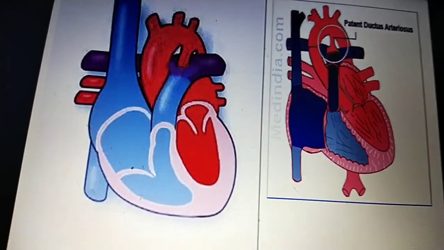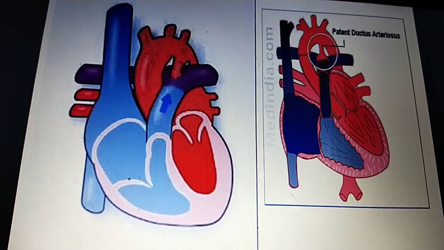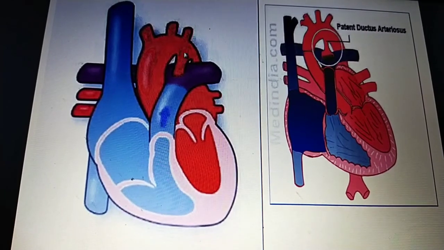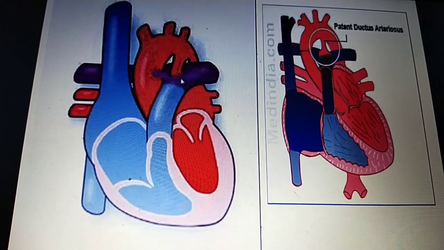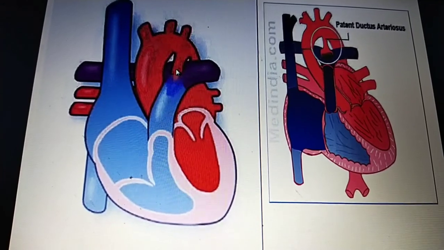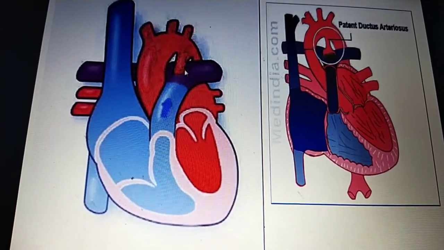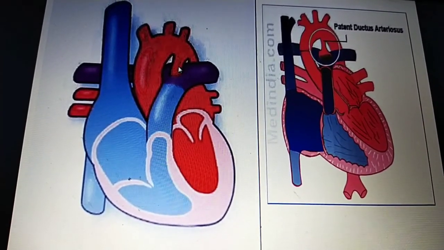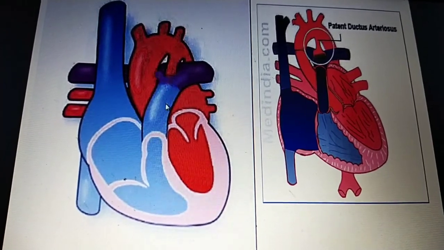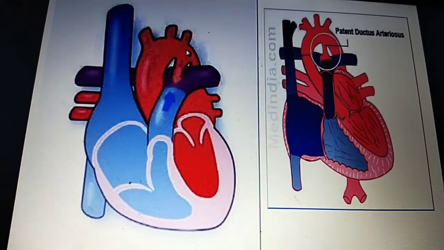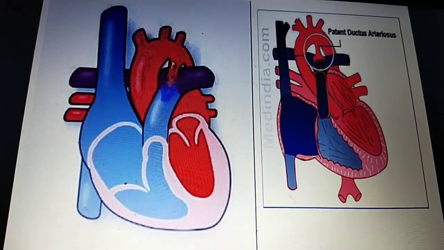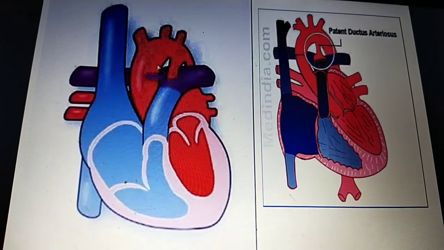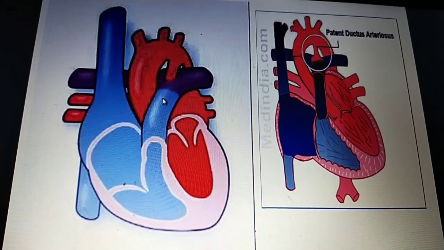Then there is the patent ductus arteriosus, which is an anomaly from fetal life. During fetal circulation, there is one duct that connects the arch of the aorta and the pulmonary trunk. Okay, during fetal life. After fetal life, this dissolves, or this ductus arteriosus is closed, but sometimes it is patent. Okay, this is also one type of applied anatomy of the pulmonary trunk. In that, oxygenated blood and deoxygenated blood are mixed together. Okay, that is a patent ductus arteriosus.